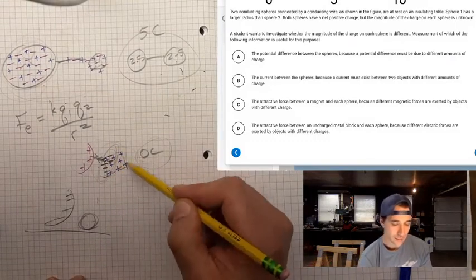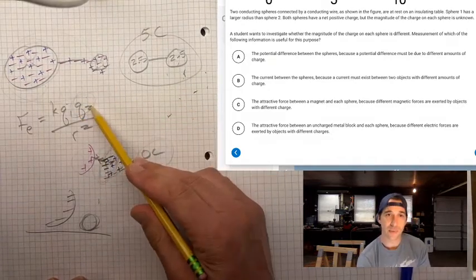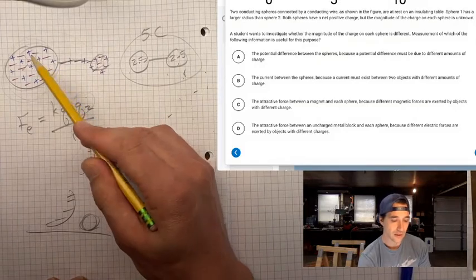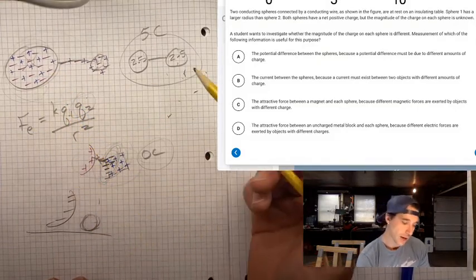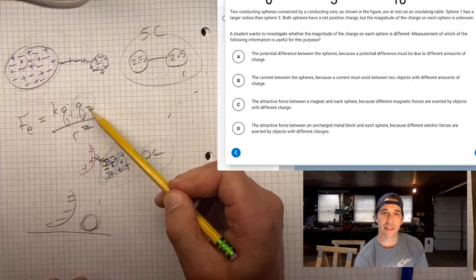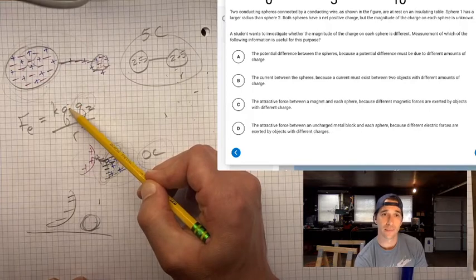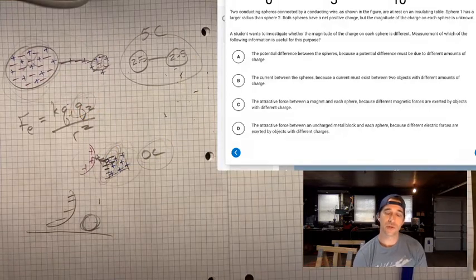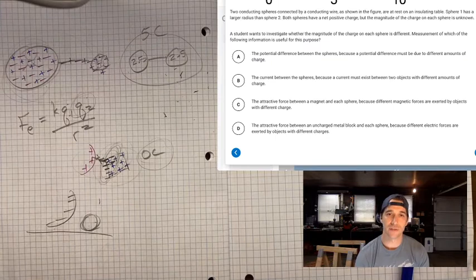Since the block is the same in both cases, this Q2 will be the same both times, but if we substitute in the larger sphere, that will be Q1 and we'll get a force. Then we try the experiment again, Q2 stays the same because it's the same block, and the smaller sphere would be a different Q1. The student would measure two different forces between that block and the spheres, and he would say, hey, the only thing I've changed is these spheres, which means they must have different amounts of charge on them.